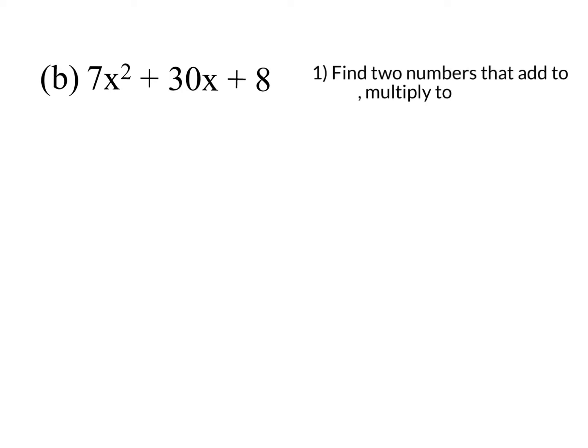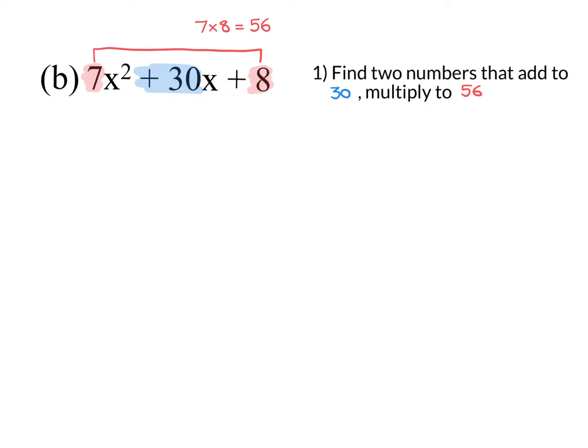This question, we are going to start off the same way. We're going to find two numbers that add up to the middle term, which is positive 30. So let's write that down. And those same two numbers should multiply to the first and the last term. So that would be 7 times 8, which is positive 56. Okay, so let's write that.